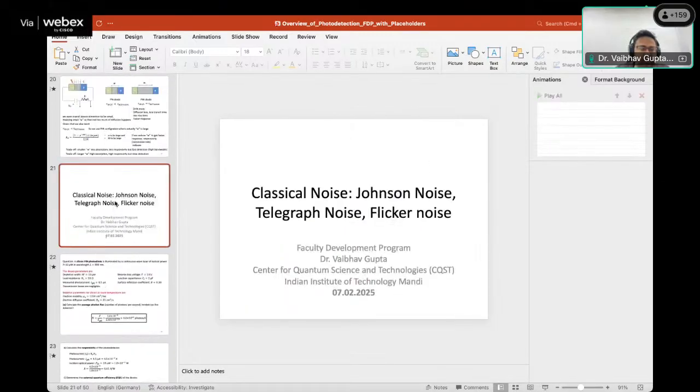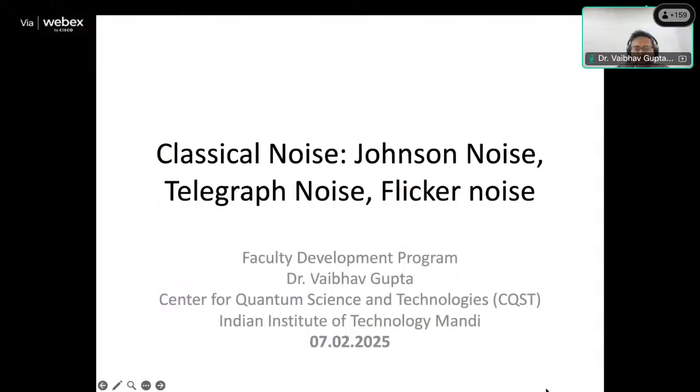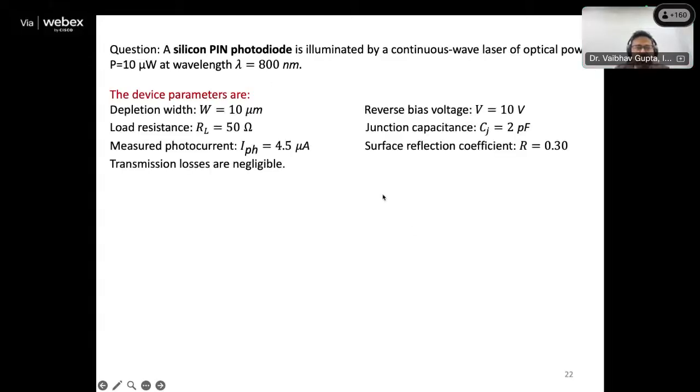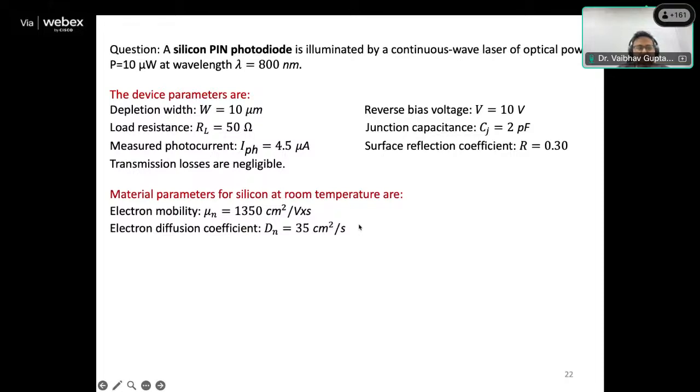So let's begin today's lecture, which is about noise, but let me first take up a problem. Suppose you have a pin diode, which is a silicon pin diode, and the power is given, which is 10 microwatt at a wavelength of 800 nanometer. Now some device parameters are given to you, such as the depletion width, the load resistance, the photocurrent. Then now let's try to solve some questions. So device parameters are given here already. Then the next are the material parameters, such as the electron mobility, which is given here, and the diffusion coefficient, this is also mentioned.